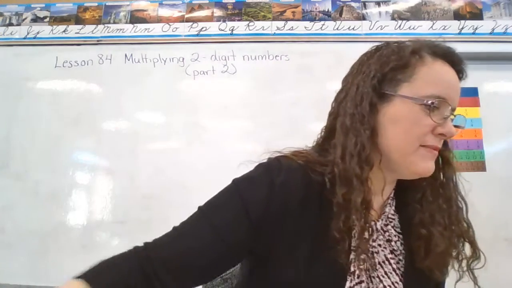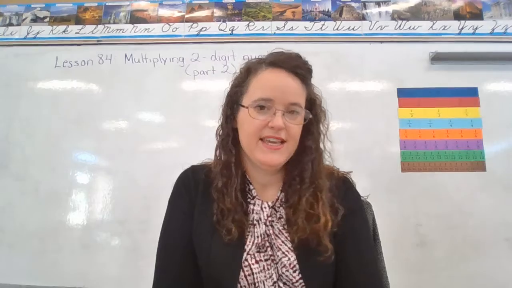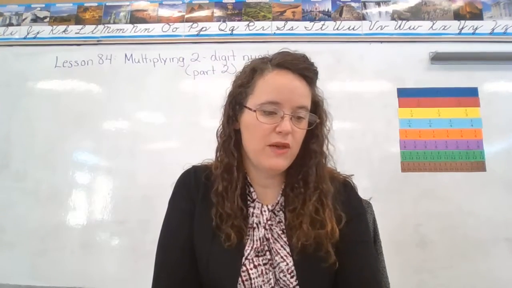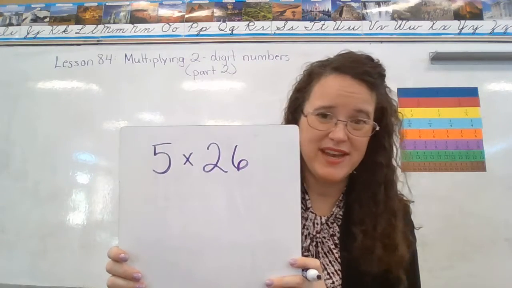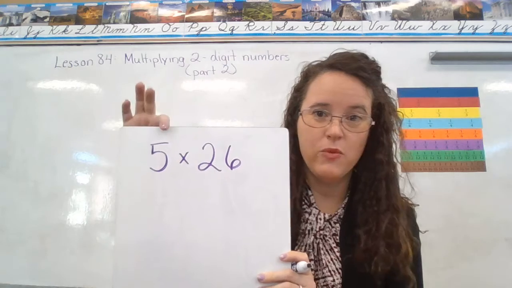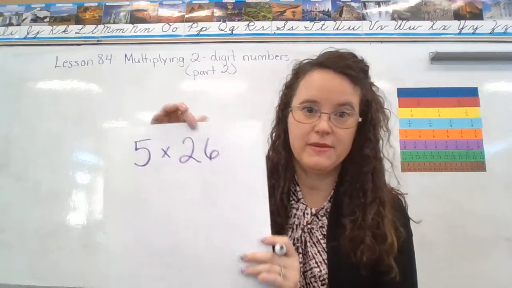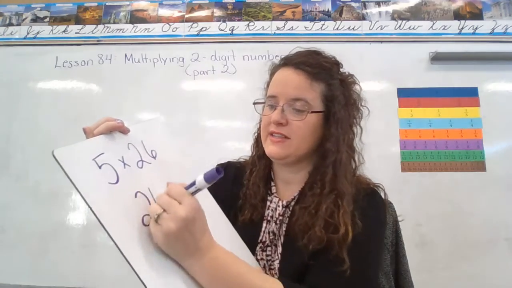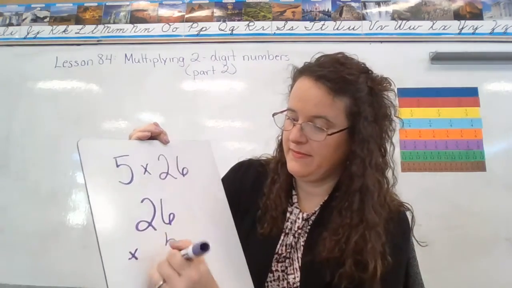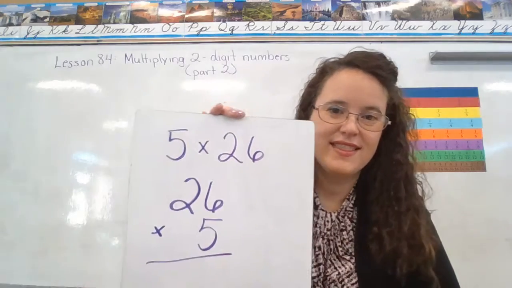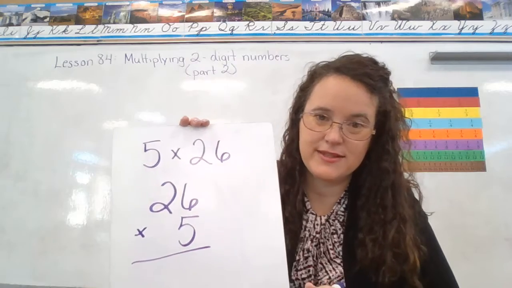All right, our next example says find the product 5 times 26. So they wrote it like this. We don't want to write it like that. When we're multiplying a 1-digit number times a 2 or 3 or 4-digit number, we want the big number on top. So we're going to write it as 26, and we want that 1-digit number on the bottom. That just makes it so that we can use our strategy and multiply as easily as possible.